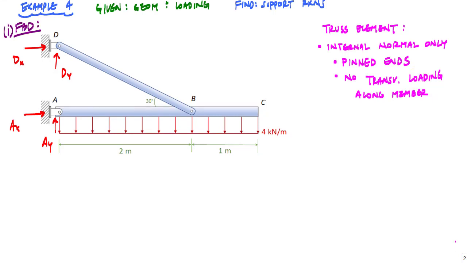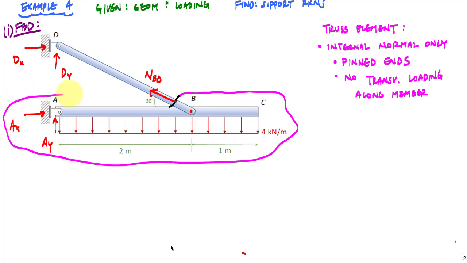So if I recognize that member BD is a truss element, then I can cut away, or expose, the internal loading in member BD. I would have this normal force acting on BD, just like we did in method of joints. And this force has a line of action through point B. The free body diagram that I'm going to be dealing with is essentially outlined here in purple. This is the free body diagram I am considering for my equilibrium equations.